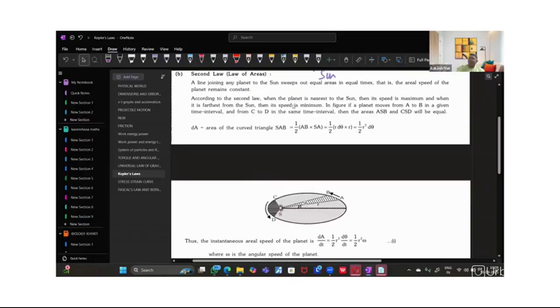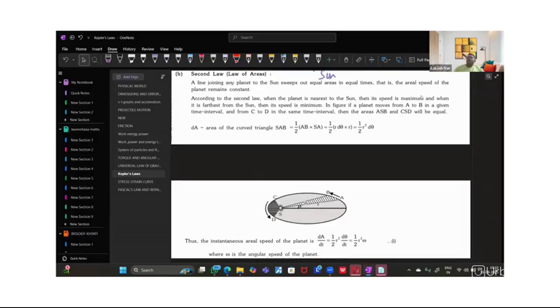According to this law, when the planet is nearest to the sun, its speed is maximum. And when it is farthest from the sun, its speed is minimum. If you have the maximum distance from the sun, the speed is minimum.